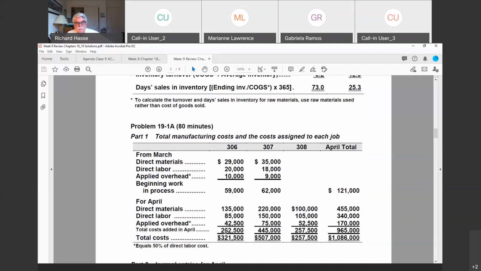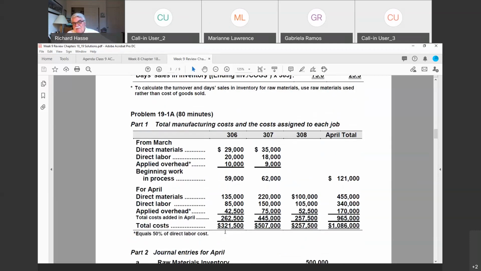Very good. Okay, so that's job order costing. That's what you need to know about this. It's common sense. You just have to understand what materials, labor, and overhead are. And then once you know what overhead is, how is it being allocated into the cost cycle?